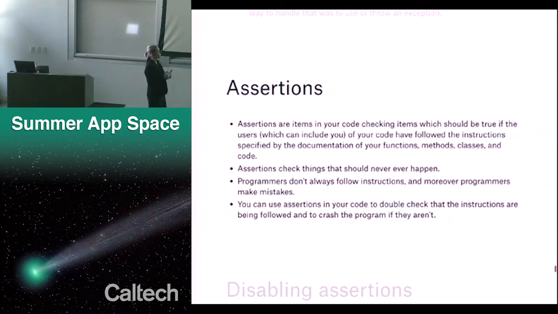Assertions are more used for if you write your code and it should take in an integer, and someone gives you a string instead. That isn't a user in terms of someone who doesn't know how to program. It's an actual programmer who should have read your code and seen that it should take in an integer. So programmers don't always follow instructions, and moreover, programmers make mistakes. So you can use assertions in your code to double check that the instructions are being followed and to crash the program if they aren't.